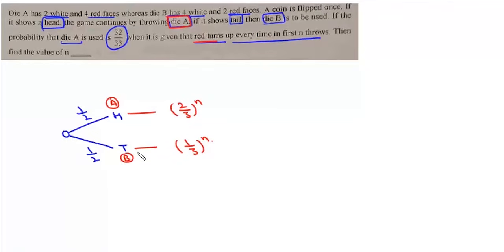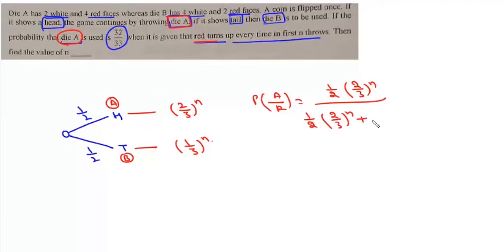Now it is given that red turns up every time, then the probability that it is die A, it is a Bayes theorem question. So if it is red, then this is die A. So this case will come in the numerator. So it will be this 1 by 2 and 2 by 3 to the power n divided by this total case, which is 1 by 2, 2 upon 3 to the power n plus 1 by 2 into 1 upon 3 to the power n.